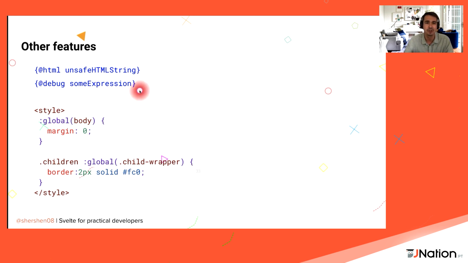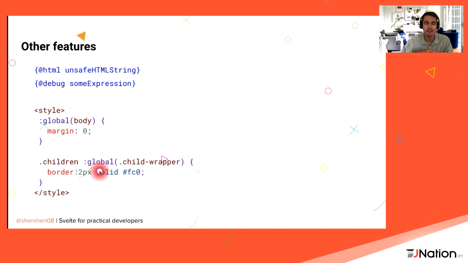But just to give you a quick overview of useful tools, there is also a debug directive, which can basically stop the execution when the value is changed. Very helpful for daily routine development. This is the way to make your styles global with a special syntax of :global, and then putting a selector.